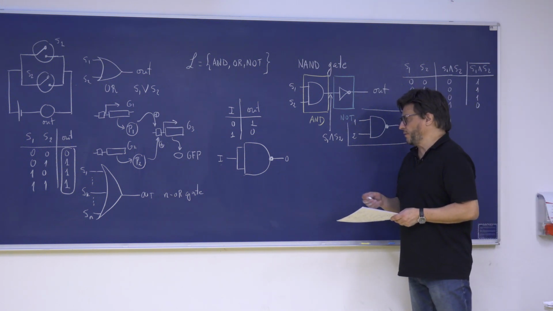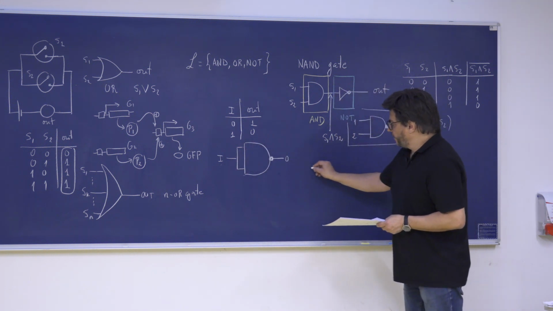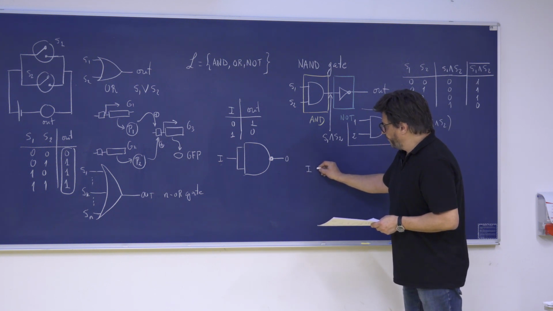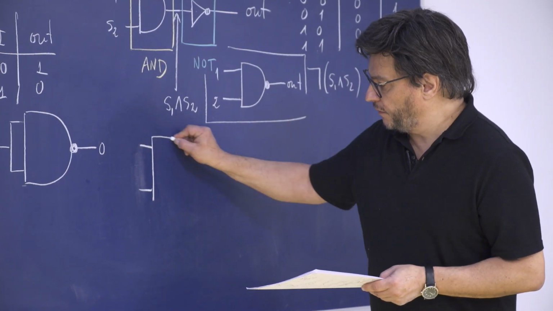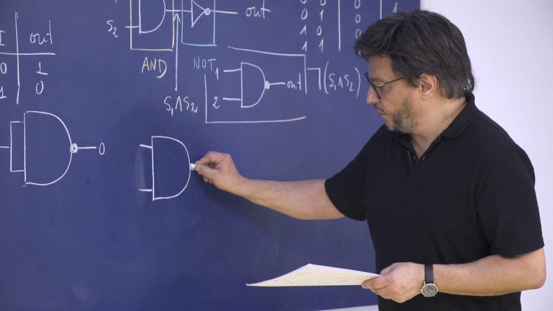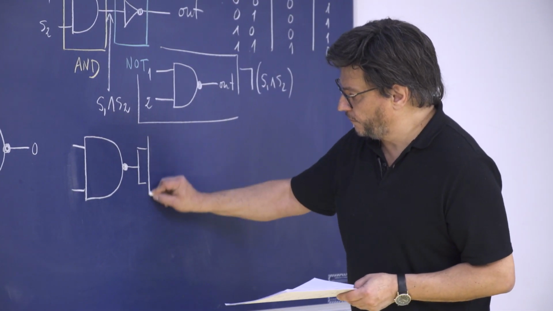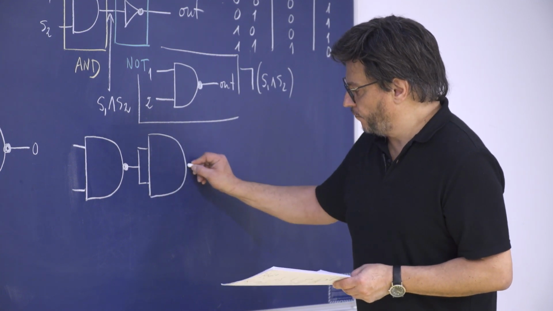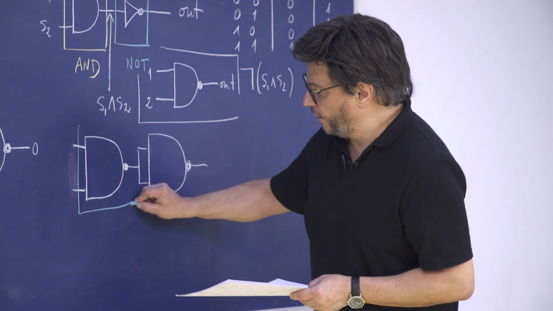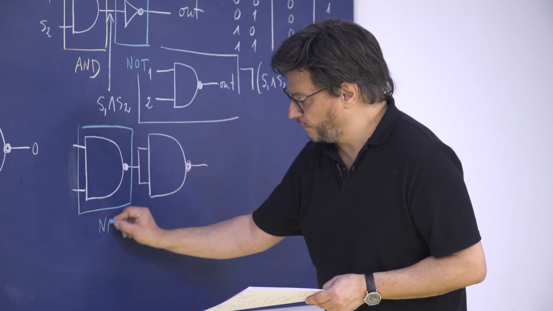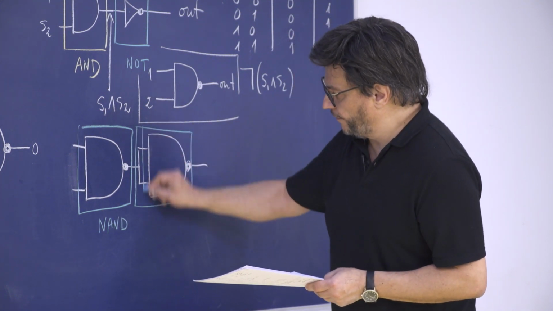How can I do it? Well, repeating this scheme twice. I want an AND gate, right? What I'm going to do is repeat this scheme here, like this. So actually I'm using two NAND gates, one here and one here. Right? So here.